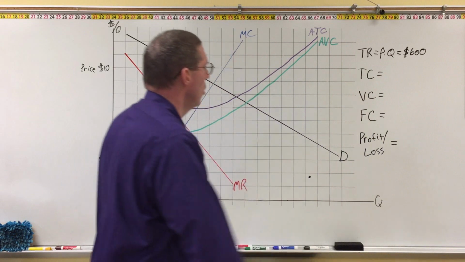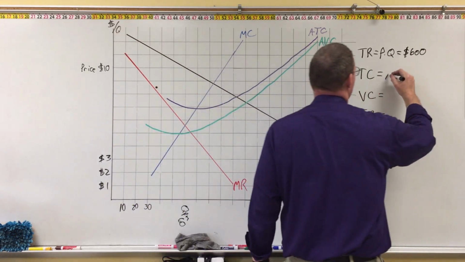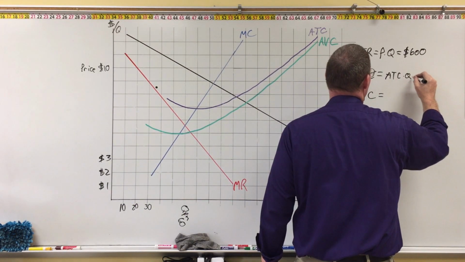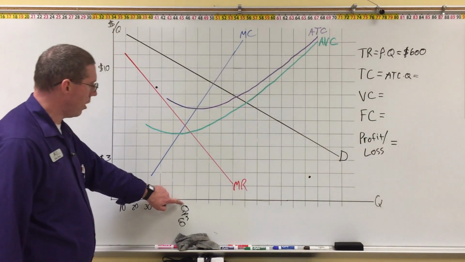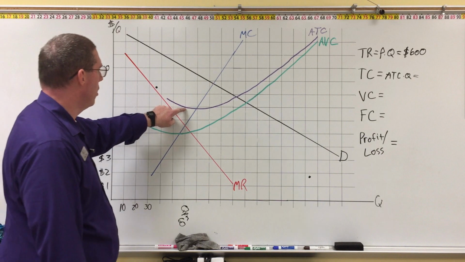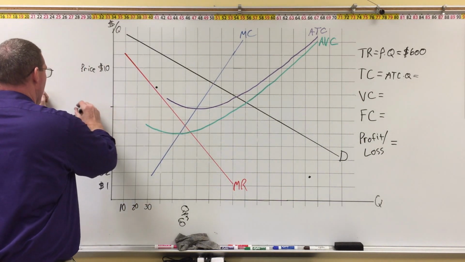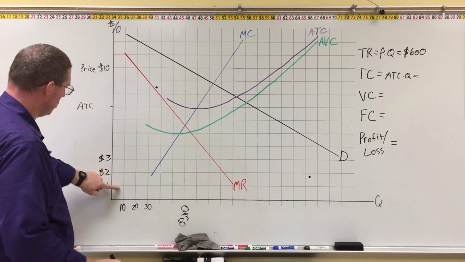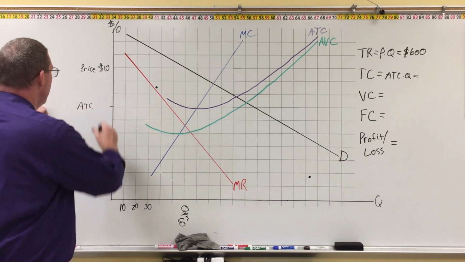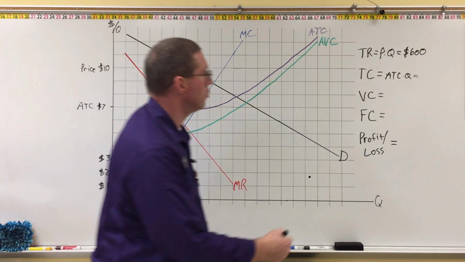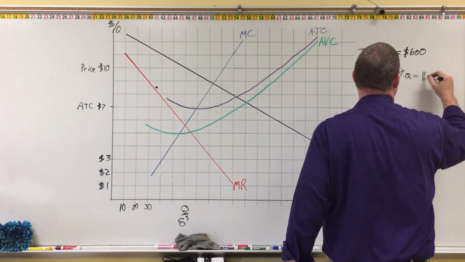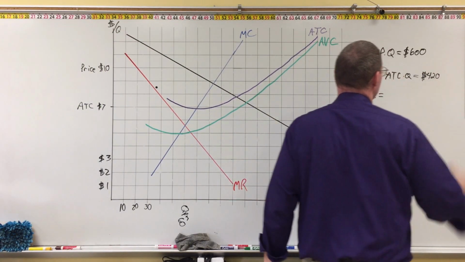Total cost is going to be average total cost times quantity. And so we need to know what the average total cost is. So we're going to go to our profit maximizing quantity, go up to our average total cost curve, and come over here. So right here, this is our average total cost, which is 1, 2, 3, 4, 5, 6, 7. That's $7, and therefore $7 times 60 units, that's $420. So the total cost for this business is going to be $420.